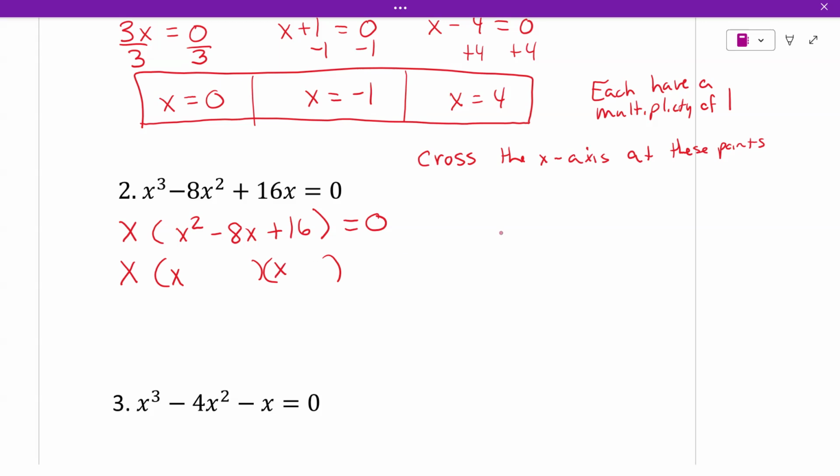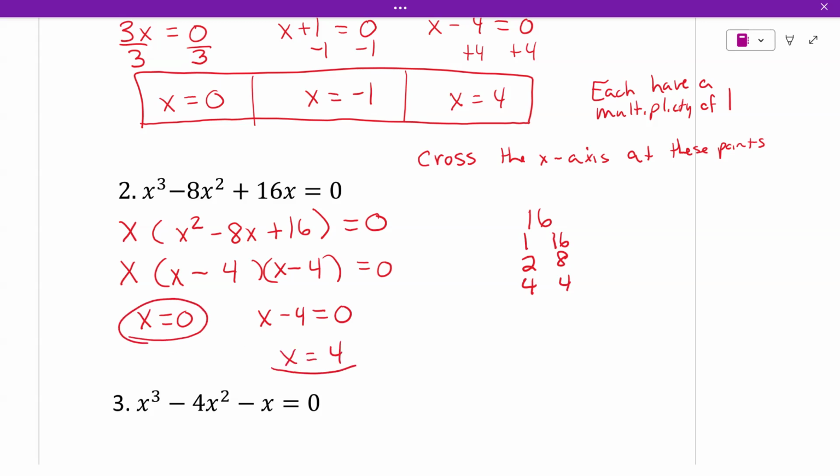x and x. Factors of 16 are 1 and 16, 2 and 8, 4 and 4. Signs are the same. They're both negative. Factors of 16 that add up to negative 8 are 4 and 4. So x equals 0 and x minus 4 equals 0. But you don't have to write it twice because it's the same thing. So x equals 0 and x equals 4 if we add 4 to each side. So this one has a multiplicity of 2. It happens twice. So it has a multiplicity of 2.